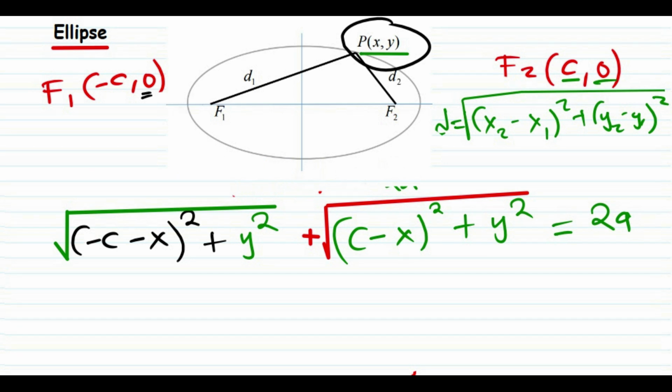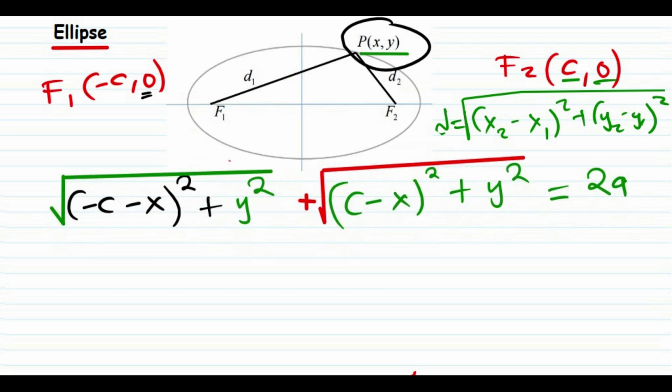So I can show you how the equation comes about, just in case they ask you. My goal is to show you how you come up with formulas for all four conic sections, so let me show you how we can simplify this. The principle is very simple: you have to move one of the radicals to the other side.